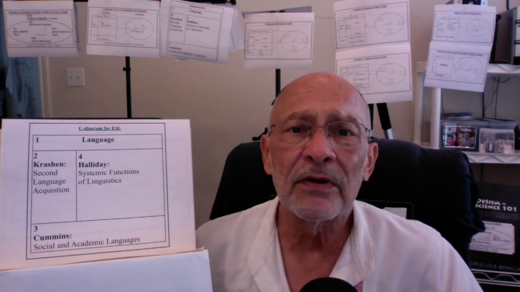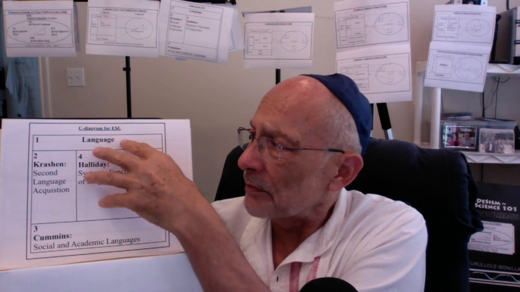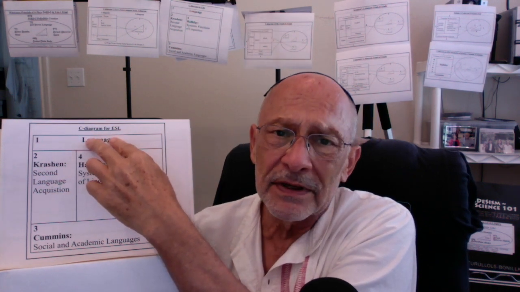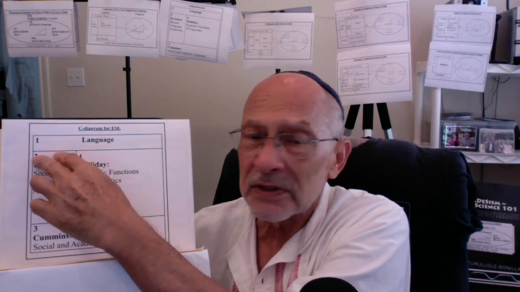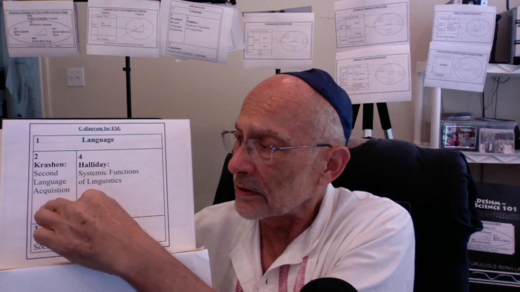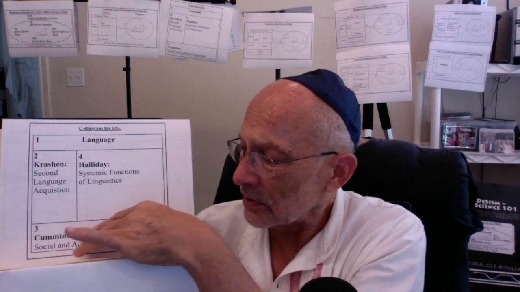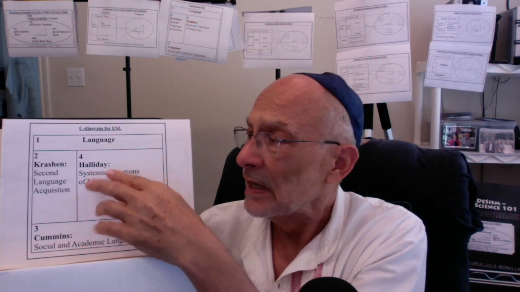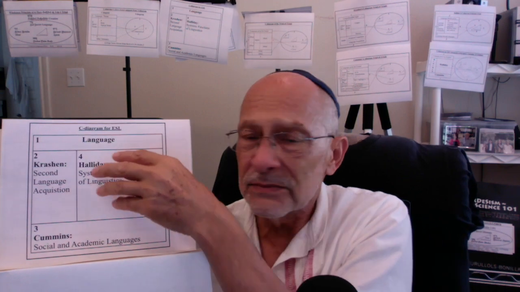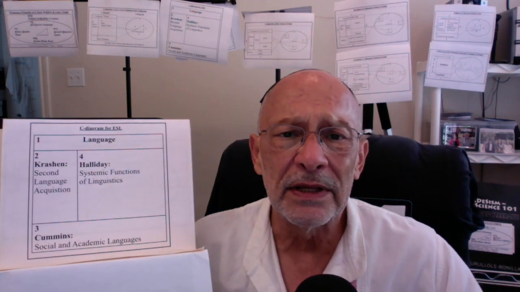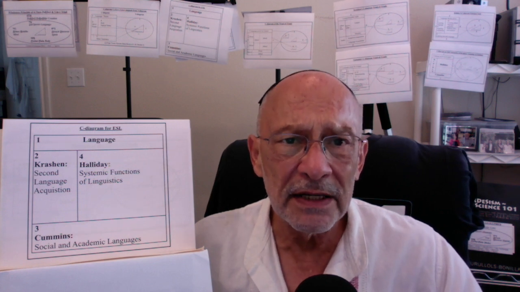Okay, so the C-diagram for ESL. Basically we have language that is given by the creator. Then the contribution of Krashen pretty much falls into this category, under the derash or the spirit. And then the contribution of Cummins, of social and academic language, pretty much comes in here. And lastly, Halliday, he's talking about the systemic functions of linguistics, and it comes here in the body or the peshat.